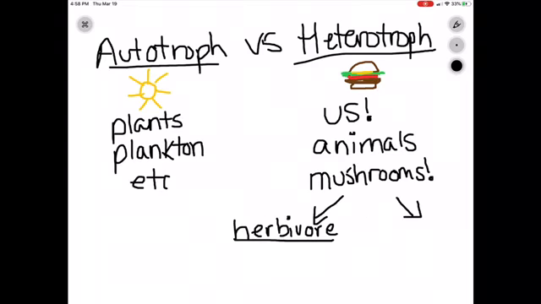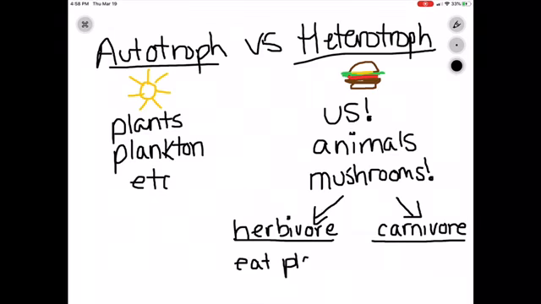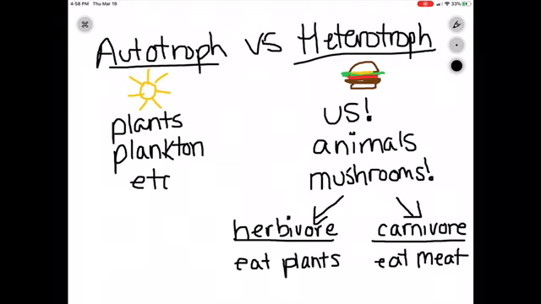So our heterotrophs are going to break down into two categories. The first one is herbivore. So herbivores are going to be our vegetarians, are those that are eating plants. So that would be things such as deer, rabbit, and then on the other side we have carnivores. So those are going to be our meat eaters. So things like cats, dogs, etc.